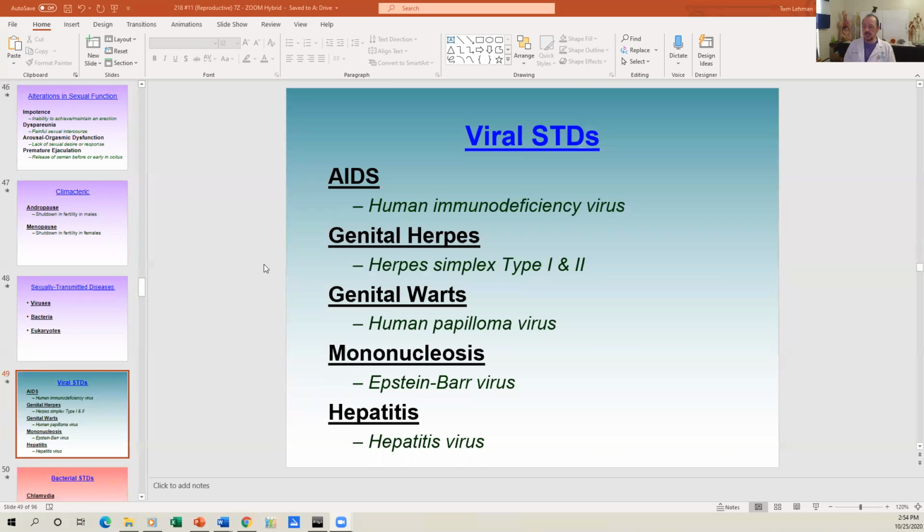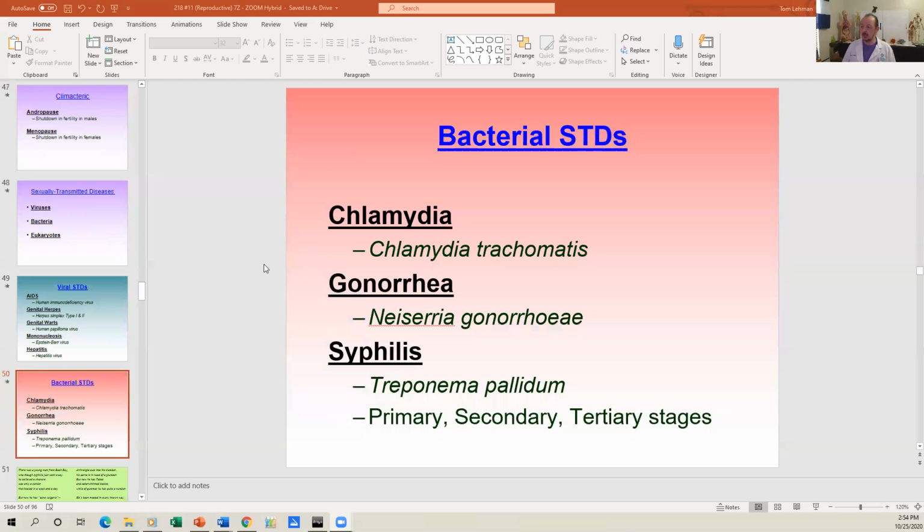So we look at things like AIDS, genital herpes, genital warts, mononucleosis, hepatitis. Know that these are caused by viruses. Know the most significant presentation of each one of these. What structures are affected? Bacterial, you're looking at chlamydia, gonorrhea, and syphilis. And again, know what pathogen affects it and what the most common signs and symptoms are.